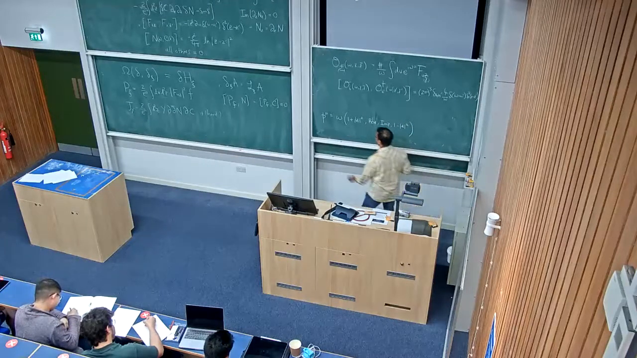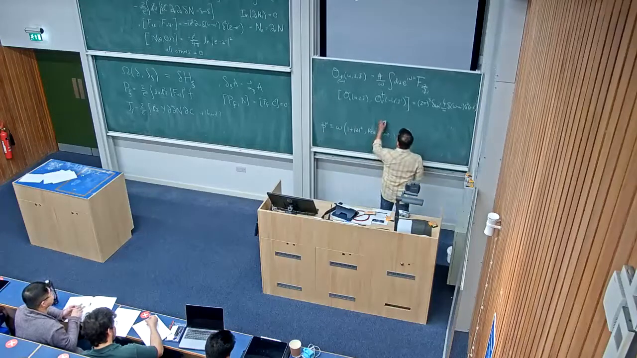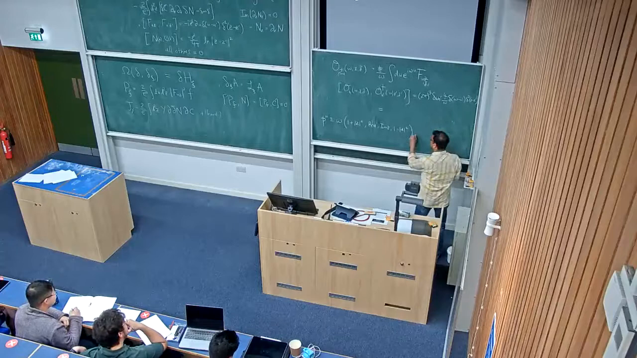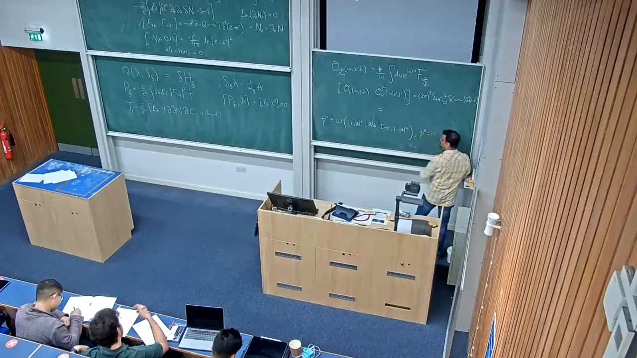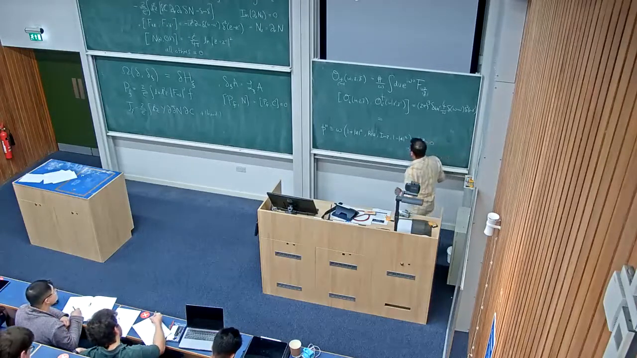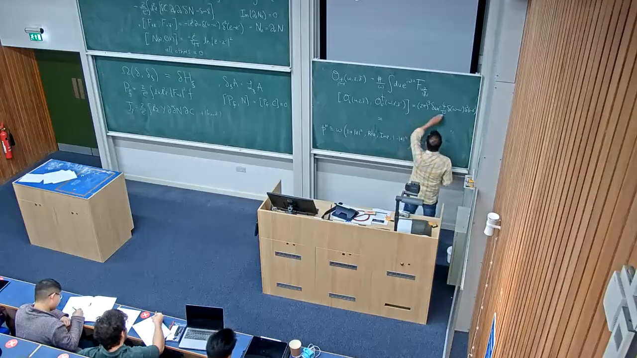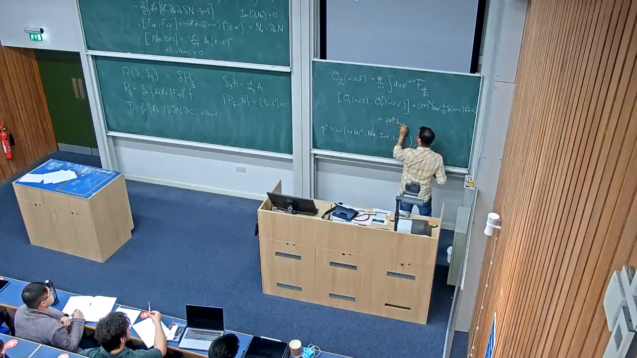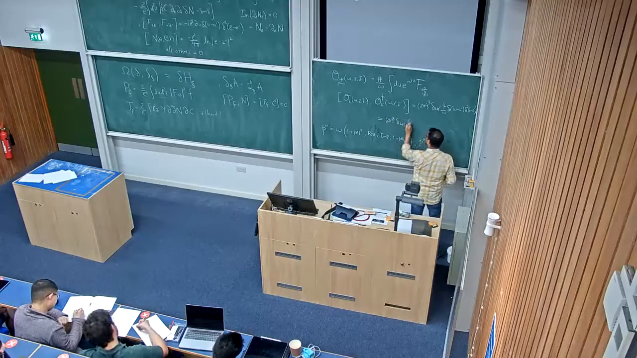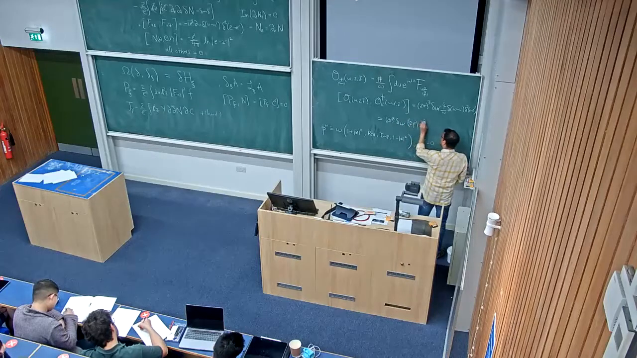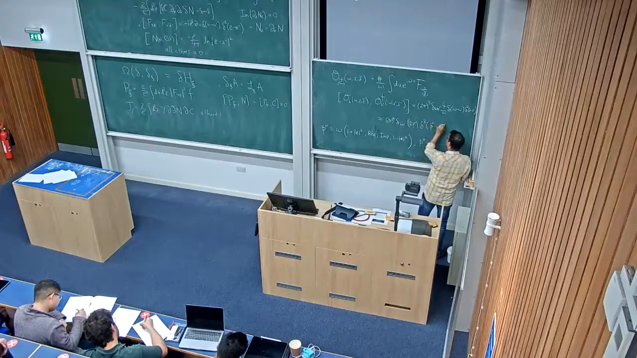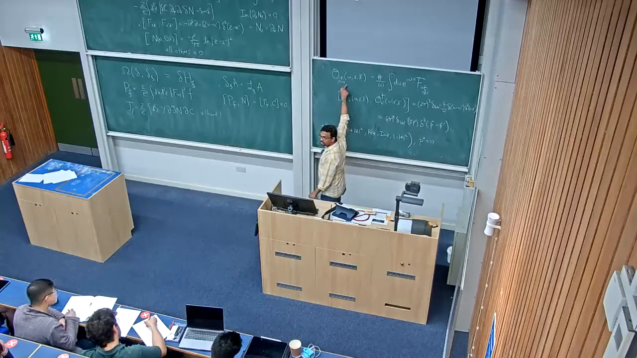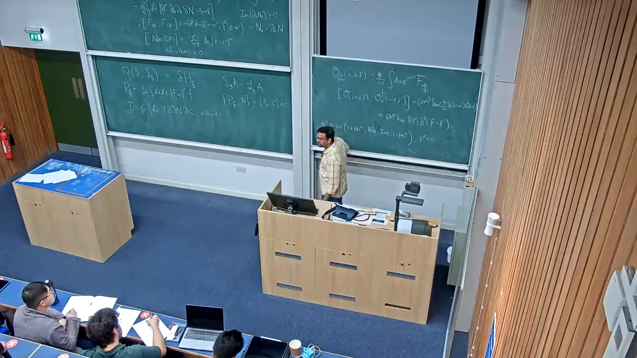This is just a definition, and this is an exercise for you guys. If I write this, of course this satisfies p squared equal to 0, so it's a null momentum. Exercise for you guys, check that this quantity on the right is nothing but 2 pi 2p0 delta cube of p minus p prime. So these operators are just creation annihilation operators, that's what they are.